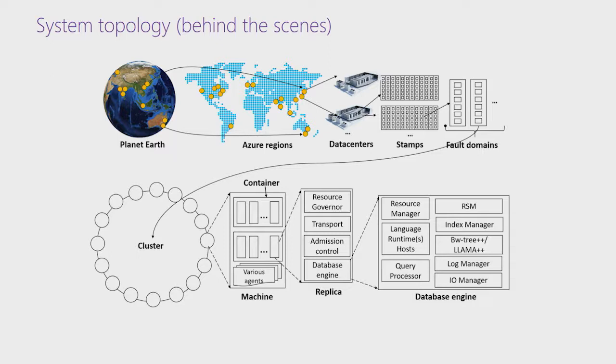These stamps are then broken up into fault domains, and anything within a fault domain has a shared set of infrastructure, things like a network switch. We deploy massive clusters of hundreds of machines across tens of different fault domains, and within that, we host the actual database replicas. The reason we do this is so we can spread replicas across many different fault domains, and this is why we're able to offer you an always-on database.